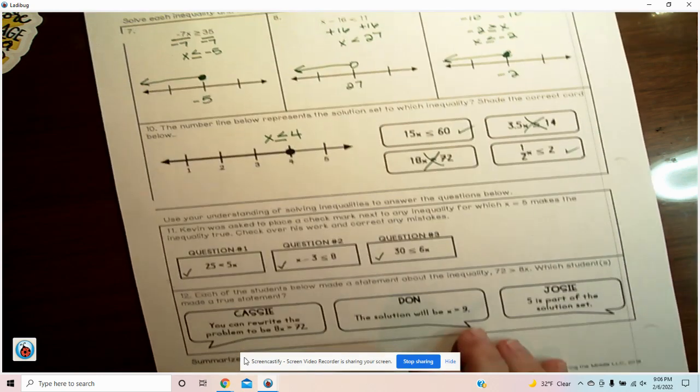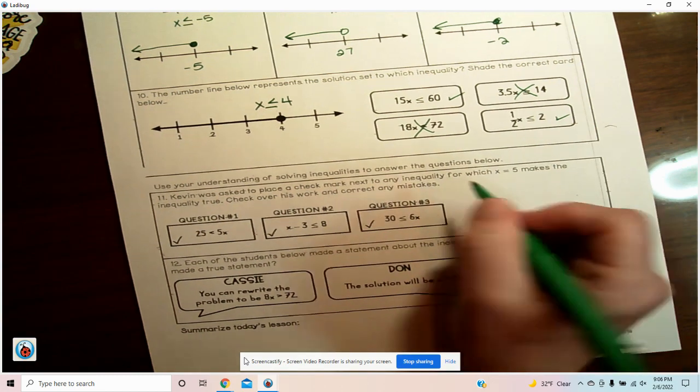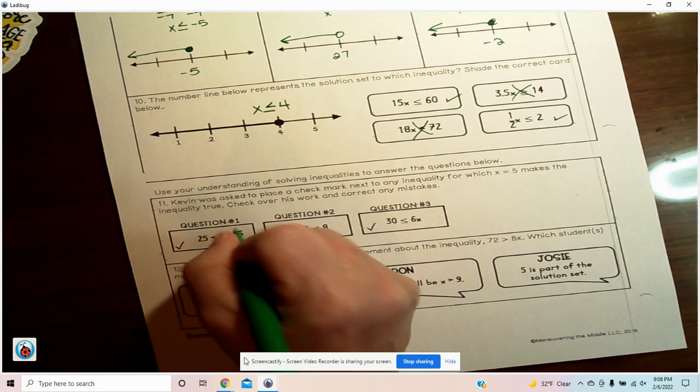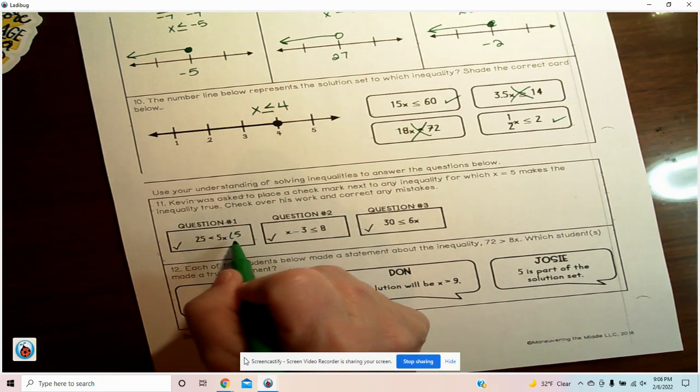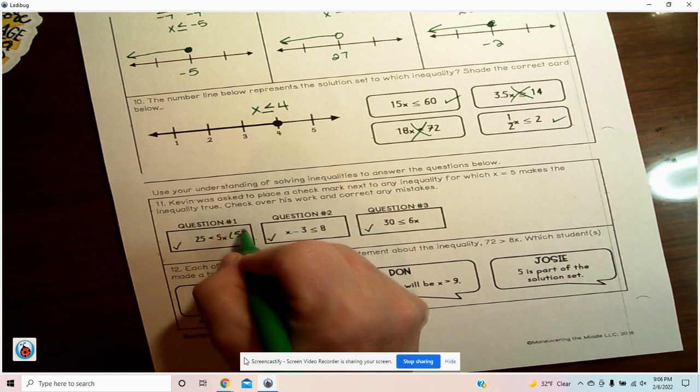All right. Use your understanding for solving inequalities to answer the questions below. Kevin was asked to place a check mark next to any inequality in which x equals 5. So if we put 5 right here, that is 25 less than 25. Twenty-five is not less than 25.